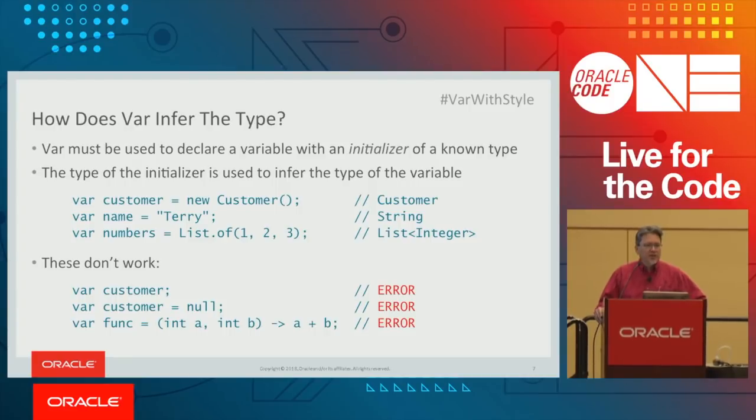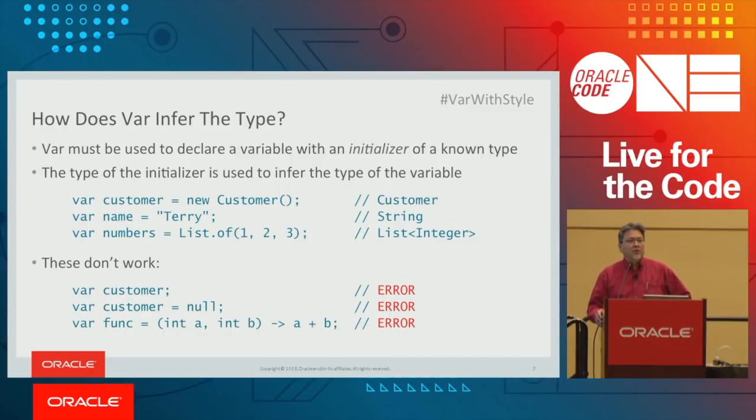So we have a declaration var customer equals new Customer. If we have a Customer class and we call its constructor, what's the return type of that constructor? It's an instance of Customer. So that's the type that is inferred for that variable. Okay, next line, var name equals "Terry". That's a string literal. That has type String, and so that's the type that's inferred. name is the variable being declared here, so its type is inferred to be String.